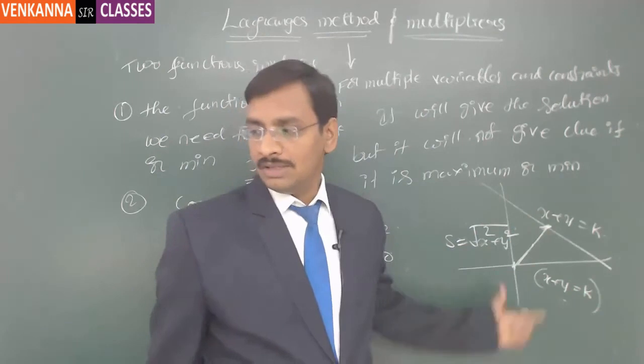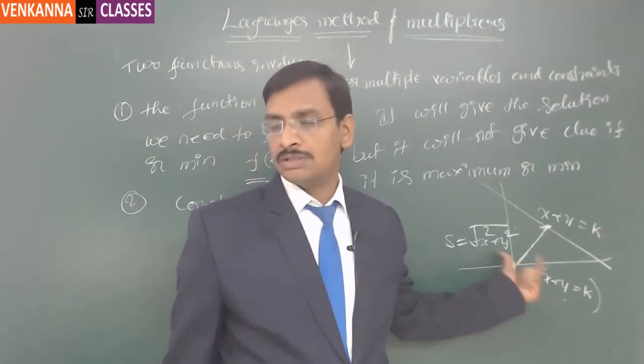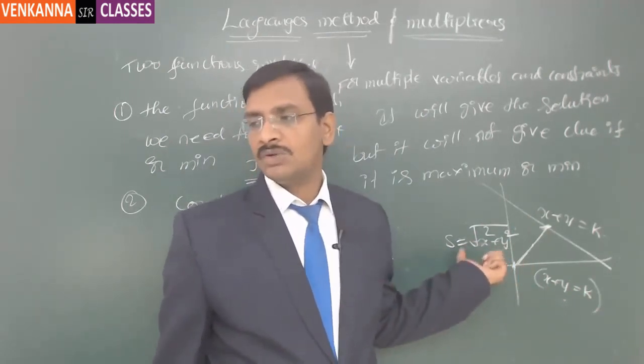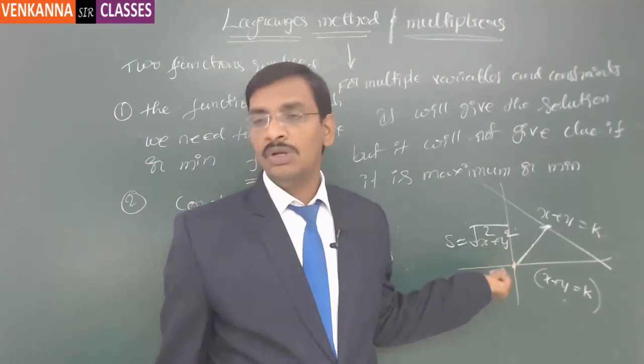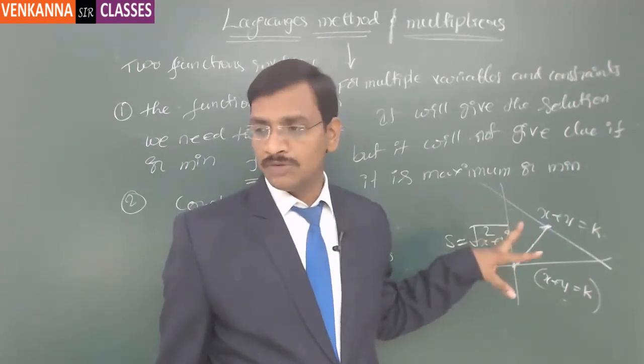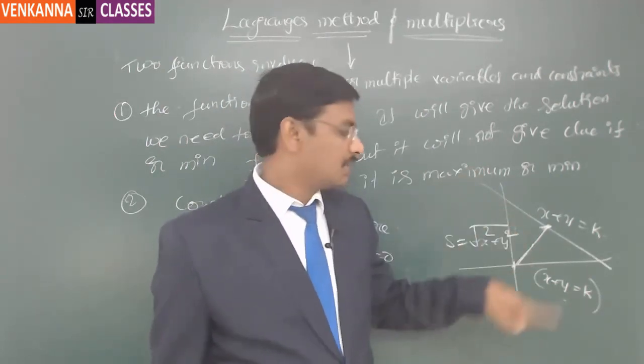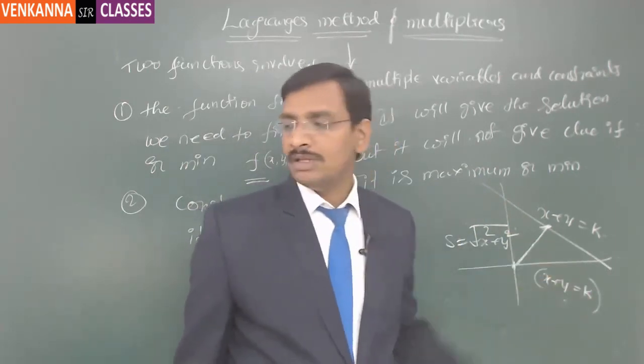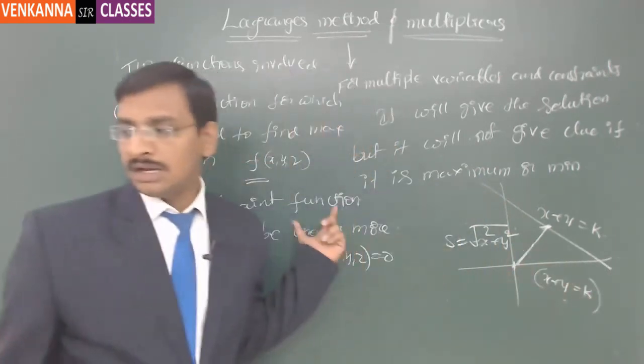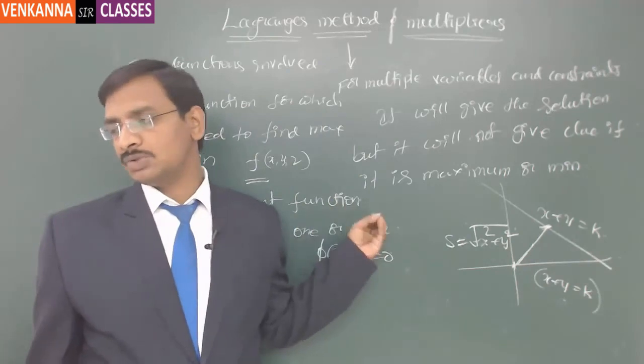So here actually there is a constraint. So it is not straightforward, as in just finding the distance between these 2 points. You need to find the distance between 2 points subject to the constraint of x plus y is equal to k. In this kind of scenario, Lagrange's method of multipliers is the best suit for it.